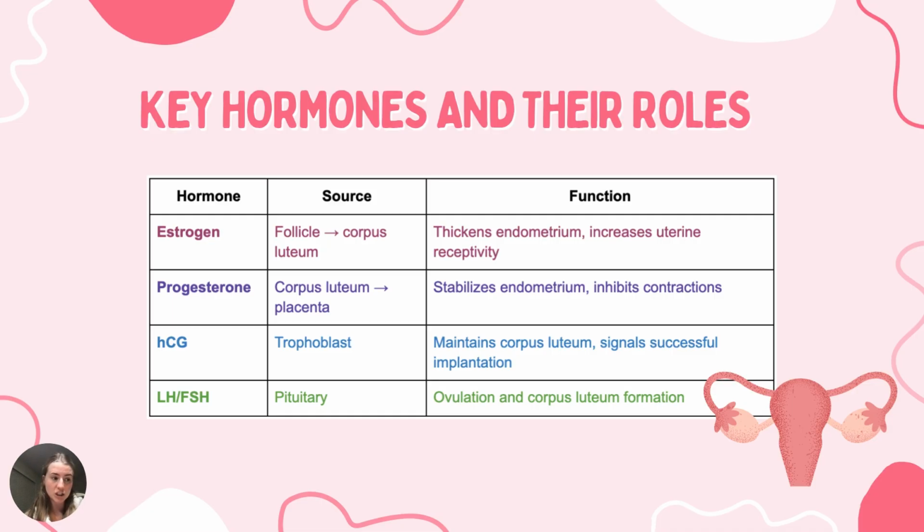So if fertilization occurs, the embryo releases HCG, which keeps the corpus luteum active so it can continue to produce progesterone. And then LH and FSH from the pituitary drive ovulation and corpus luteum formation at the start of this process. So the big idea here is that each hormone's timing depends on the one before it, and they work in sequence carefully to help these processes move forward.